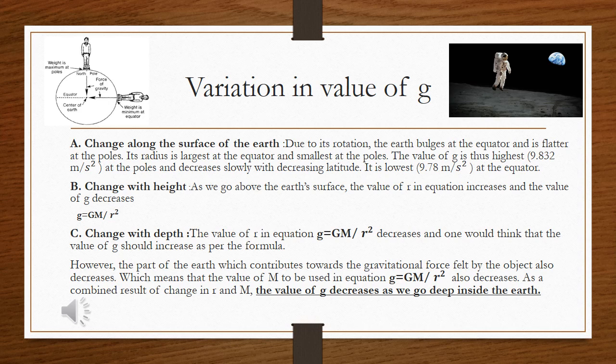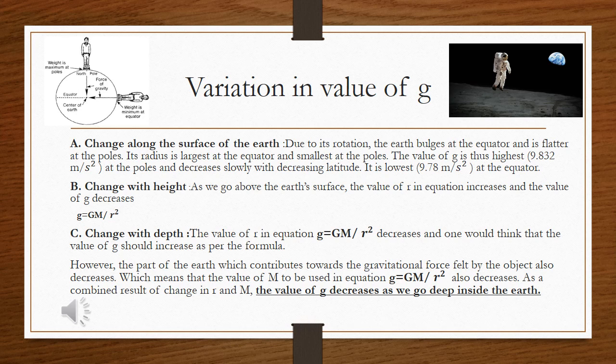So the value of g is highest at the pole, taking the value 9.832 meter per second square. Here you can observe that the weight of the man is also maximum at the pole. The value of g decreases along with the decreasing altitude, and it is lowest, 9.78 meter per second square, at the equator.